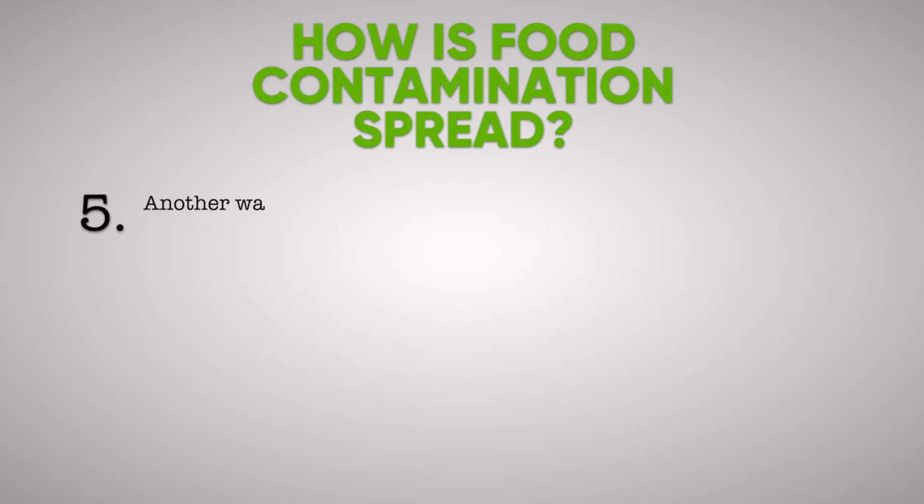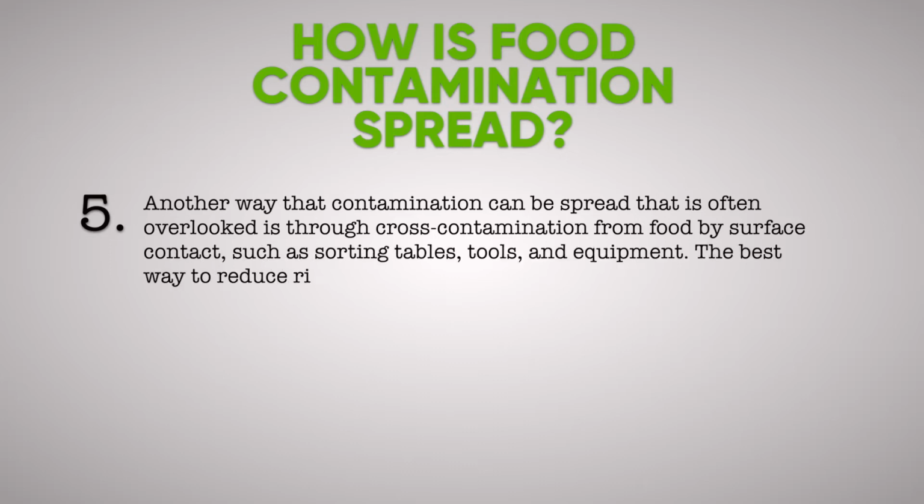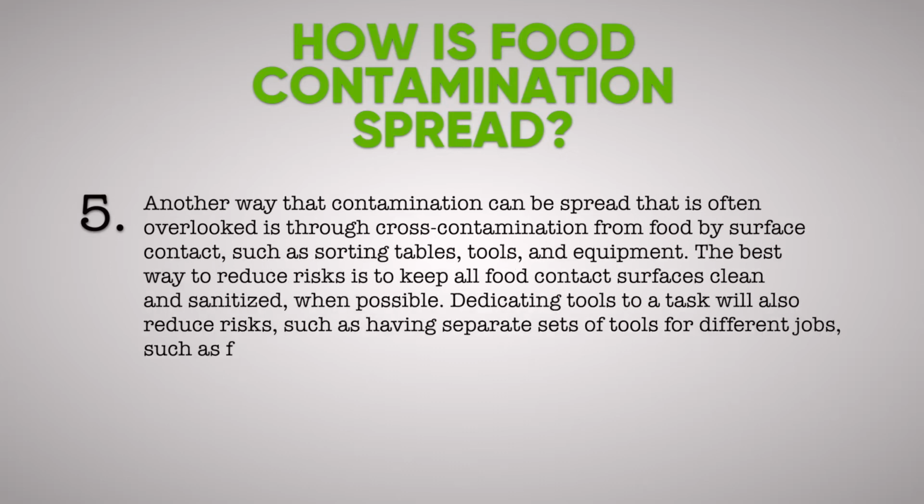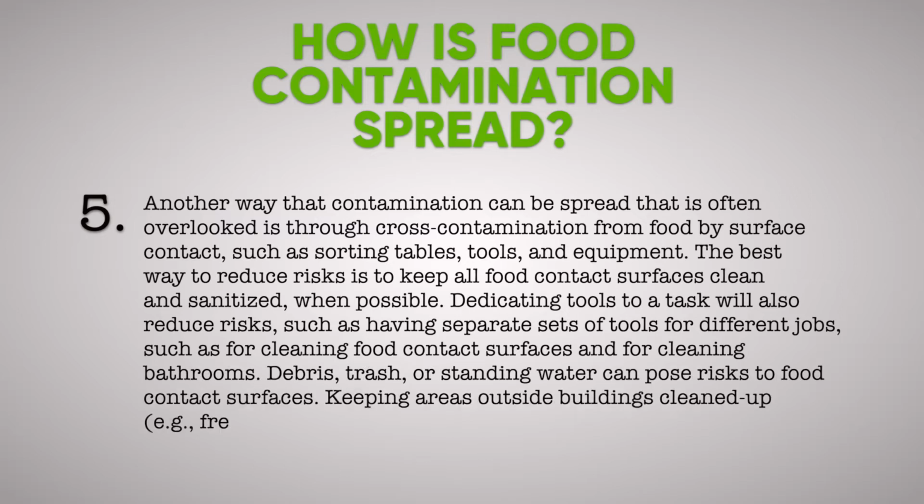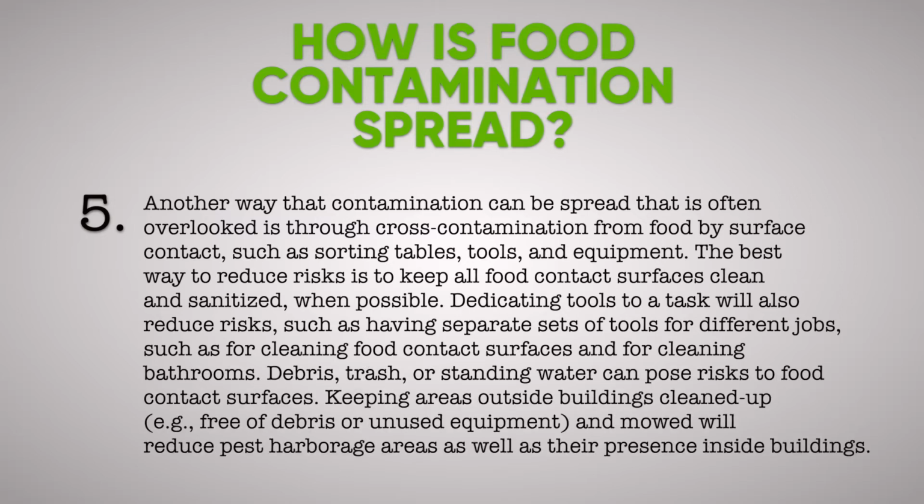Number 5. Another way that contamination can be spread that is often overlooked is through cross-contamination from food contact surfaces, such as sorting tables, tools, and equipment. The best way to reduce risk is to keep all food contact surfaces cleaned and sanitized before and after they are used. Dedicating tools to a task will also reduce risk, such as having separate sets of tools for different jobs. For example, for cleaning food contact surfaces and for cleaning bathrooms.